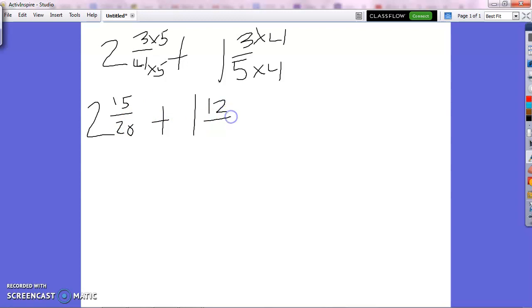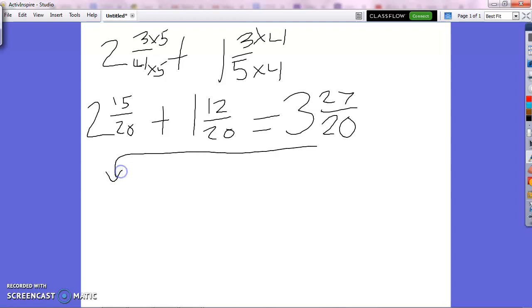So then I'm going to get 15/20 and 12/20. Now I can add the numbers, so I would get 3, and then add the numerators. 15 plus 12 is 27 over 20, because the denominator stays the same. Okay, but I can't leave it like this because the 27 is bigger than the 20, and that means it's improper. So I need to change that. I'm going to turn this improper fraction of 27 20ths into a mixed number.